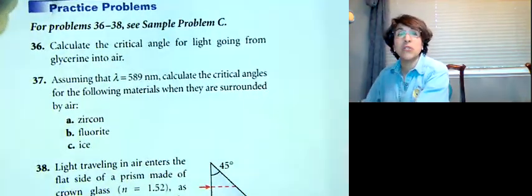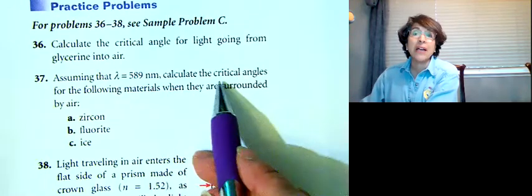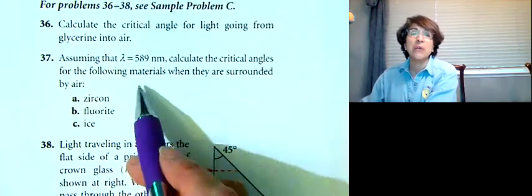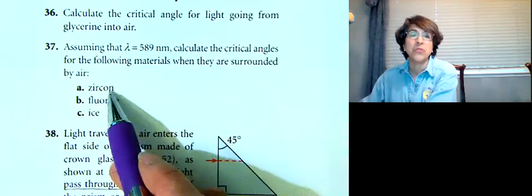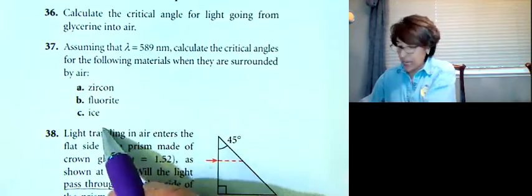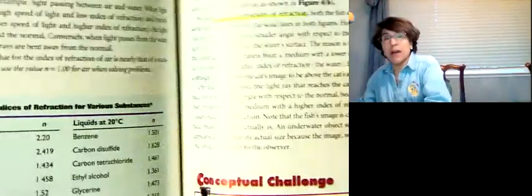All right, let's look at number 37. Assuming the wavelength is 589 nanometers, calculate the critical angles for the following materials when they're surrounded by air. We're going to do it for zircon, fluorite, and ice. So I need that table again. I'm just going to look up here and write it down.